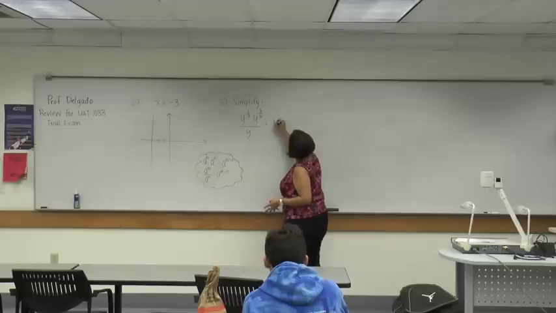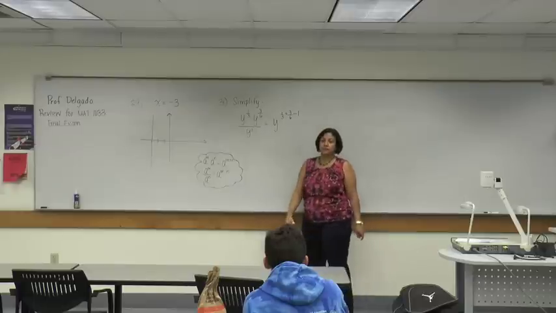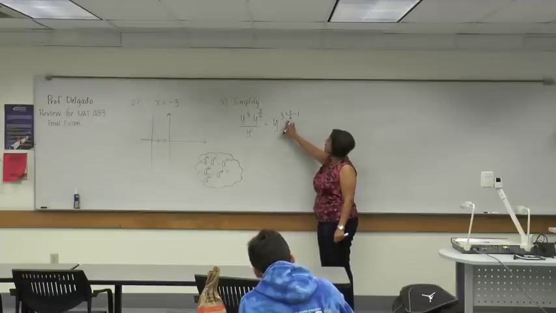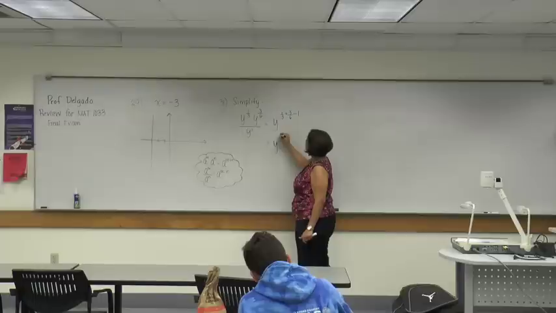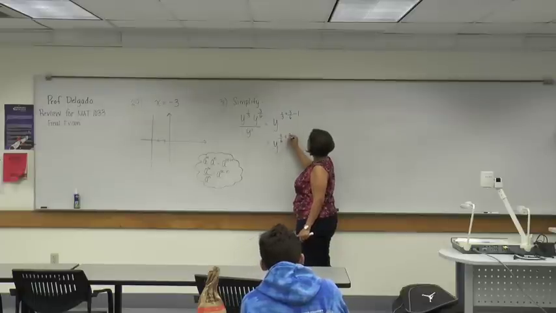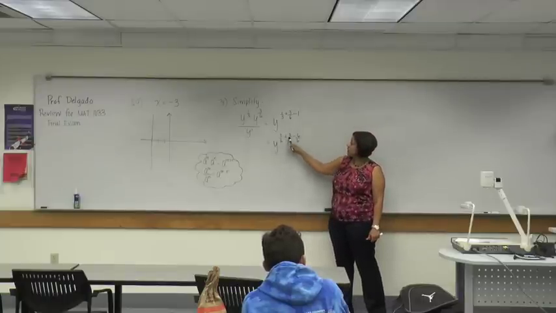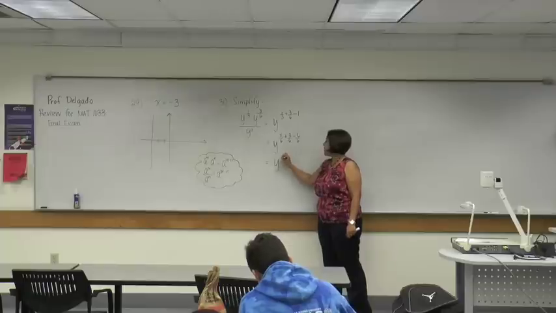So this is going to become y to the 1/3 plus 3 over 6 minus, what's the exponent here? 1. It's an invisible 1. We need to find a common denominator. So looks like it's 6, right? So I'm going to write this as 2 over 6 plus 3 over 6 minus 6 over 6. 2 plus 3 is 5, 5 minus 6 is negative 1, so we get y to the negative 1 over 6.